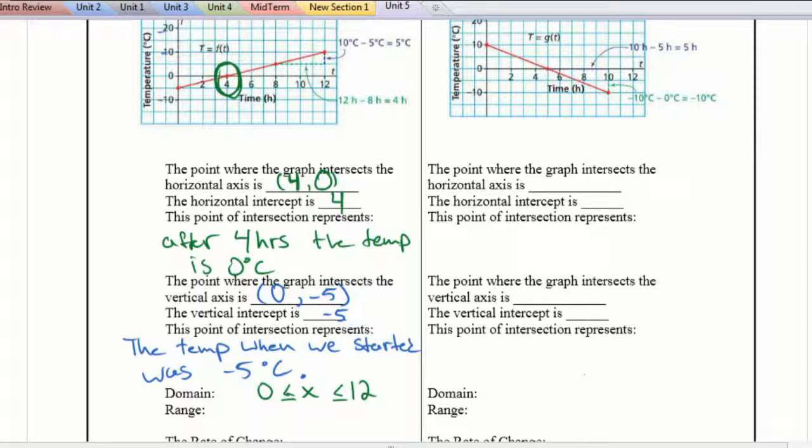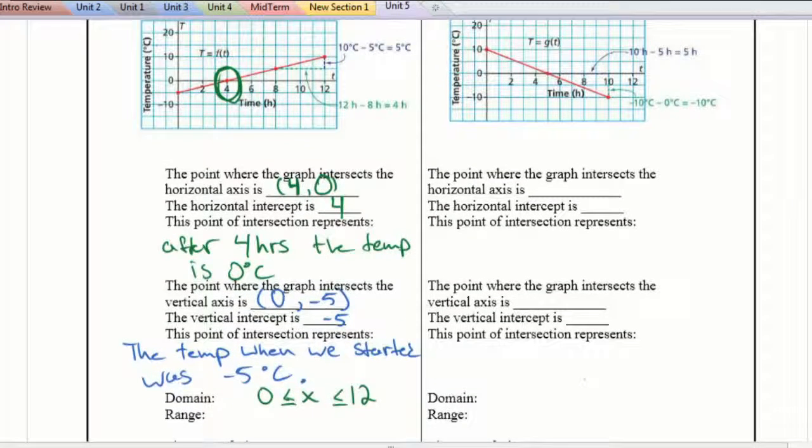I'm going to do the same thing with my y values. Looks like the largest y value I use is up here at 10, and the smallest is going to be at -5. So all of my y values fall between +10 and -5. So I know my range is my y values. My smallest is -5, my largest is 10.